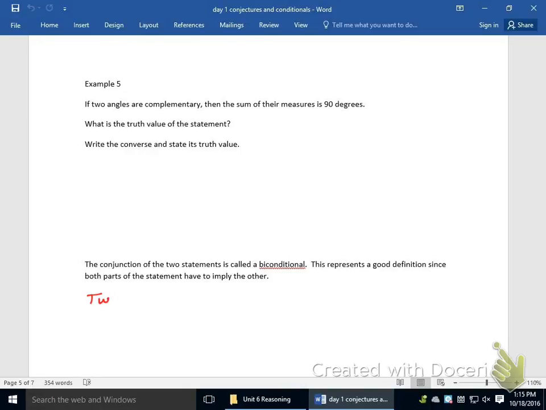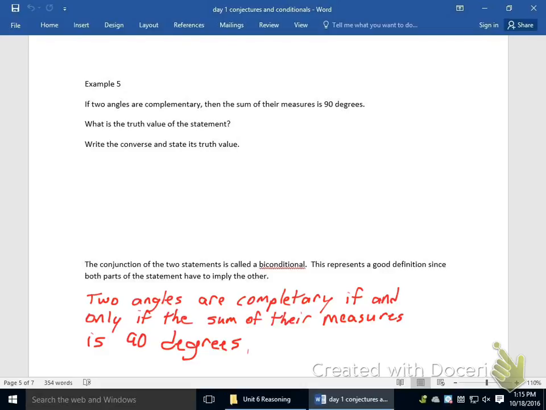Two angles are complementary. See, I start with the hypothesis, which really it doesn't matter which one you start with. I could have used the converse one. If and only if the sum of their measures is 90 degrees. And there's my biconditional, is that one perfectly implies the other.